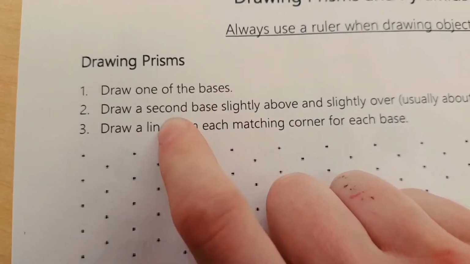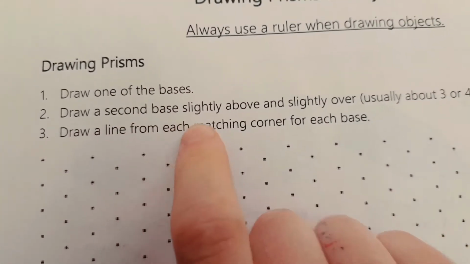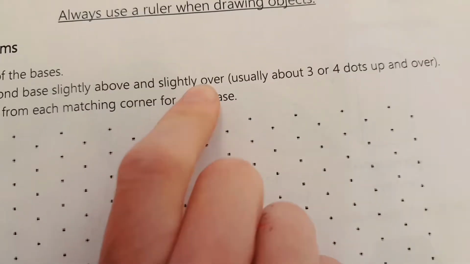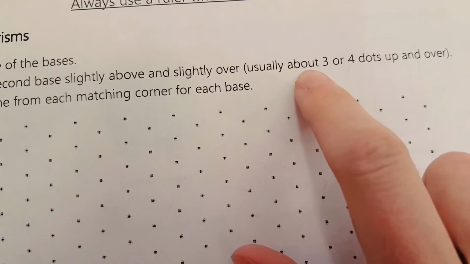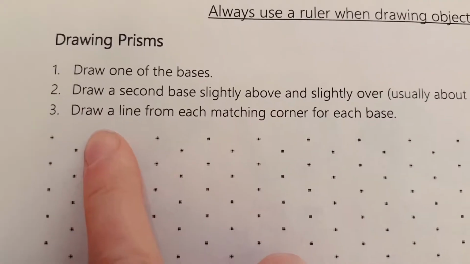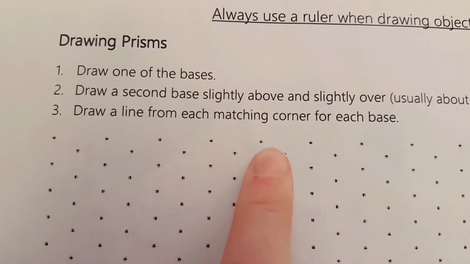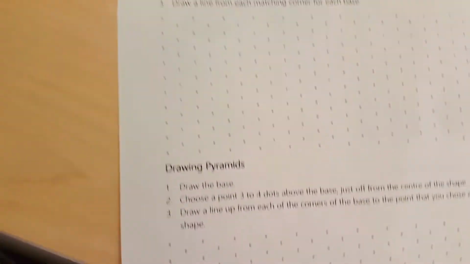I drew the rectangle first. Then draw a second base slightly above it and slightly over it, usually about 3 or 4 dots up and over. Then draw a line from each matching corner for each base. So I did that.